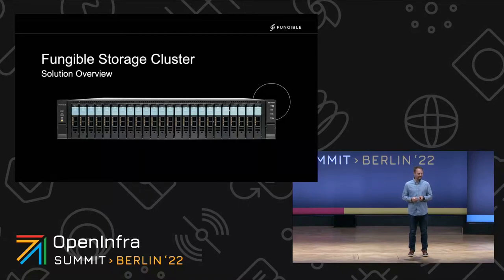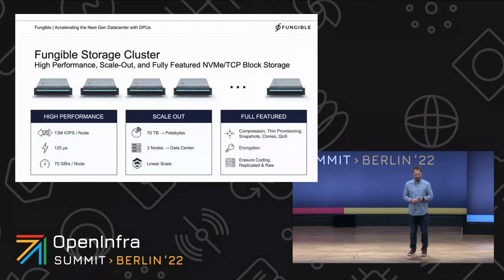So let's dive a little bit deeper into some of these systems and how they work. We'll start with the Fungible Storage Cluster. This is a product which we're on our fourth major software release now. And this is a scale-out block storage, all flash system, right? Starting with a single node, we can see up to 13 million IOPS out of a single node, and that's read performance, very, very low latency, and very good throughput. As that cluster grows, that performance also increases linearly.